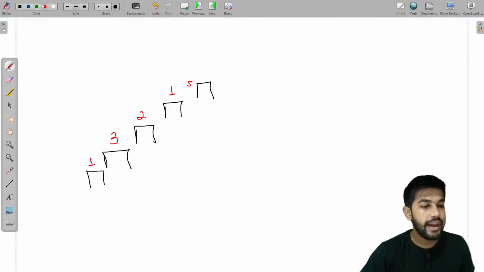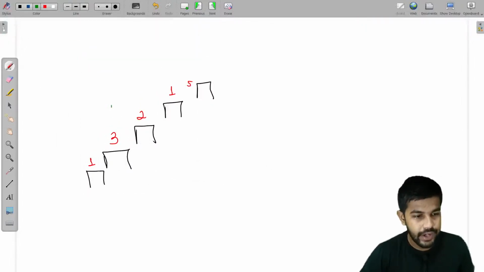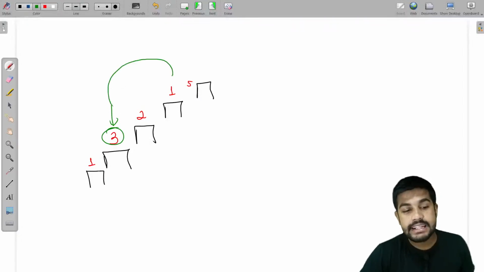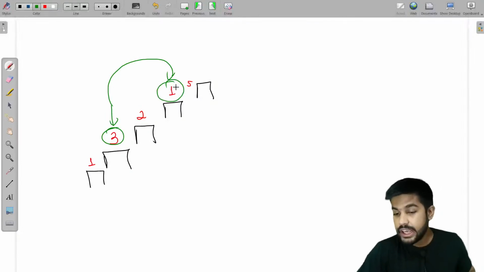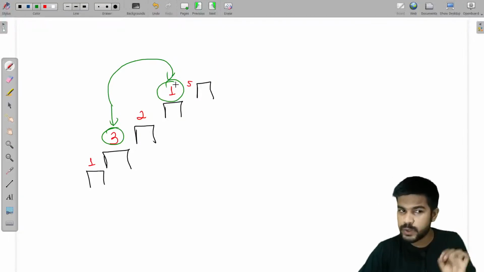If I take this stair directly, I would be encountering a cost of rupees 3, and if I take this stair, I would be encountering a cost of rupees 1. So whichever stair I take, I would be encountering the cost of that corresponding stair itself. That is what it is saying.